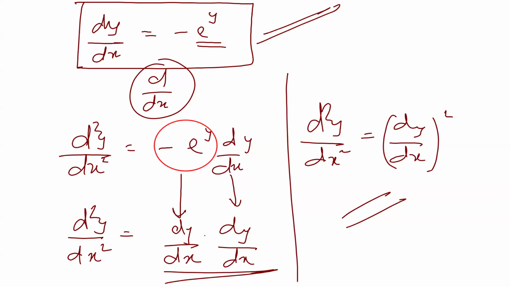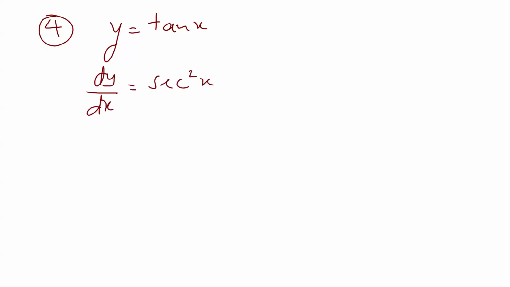Let's go to question number 4. Y is equal to tan x. We need to prove that d square y by dx square is equal to 2y dy by dx. So first we'll derive this. dy by dx is equal to the derivative of tan x, which is sec square x.